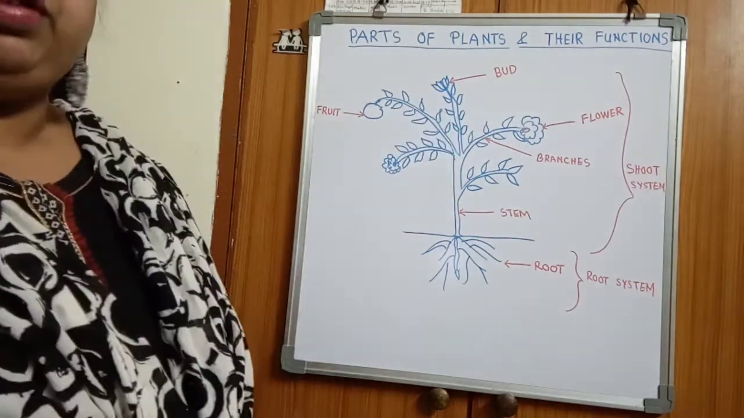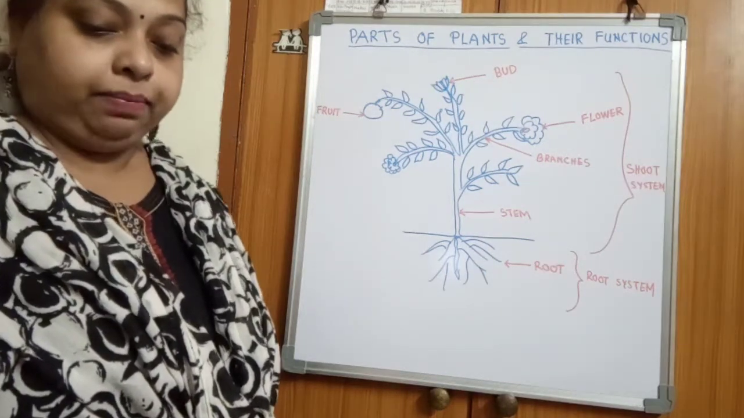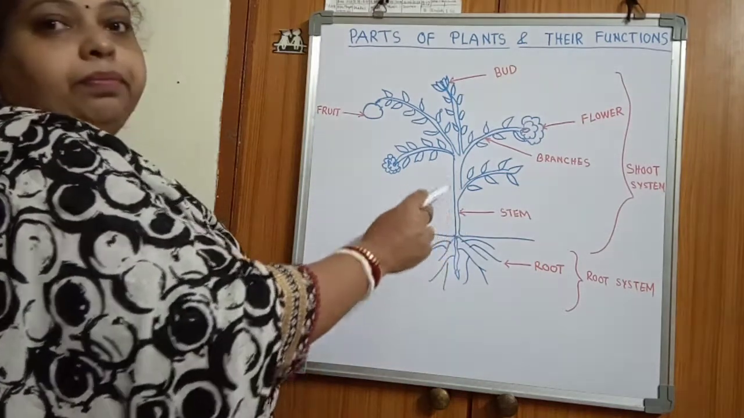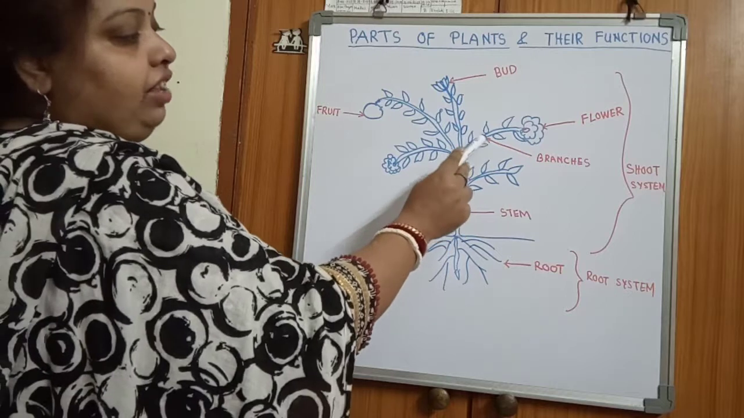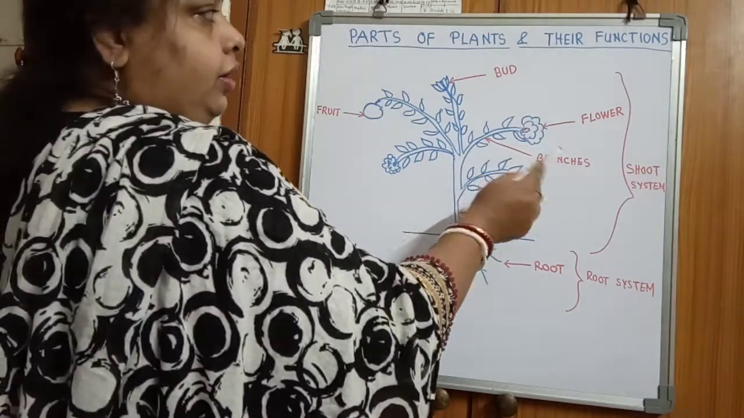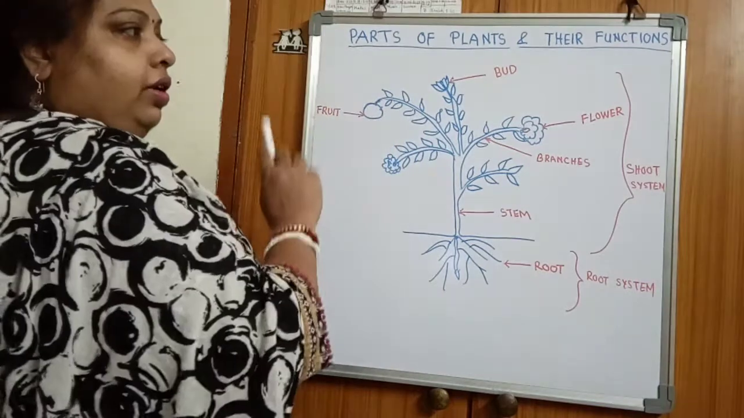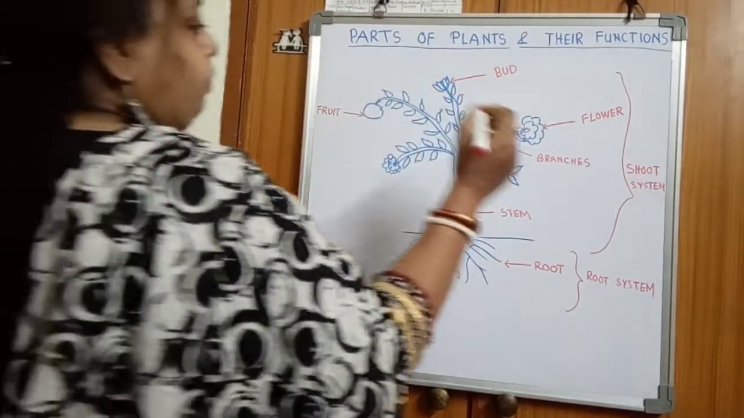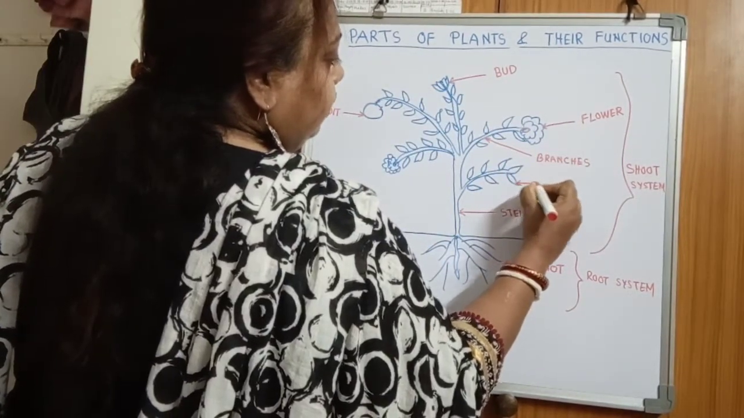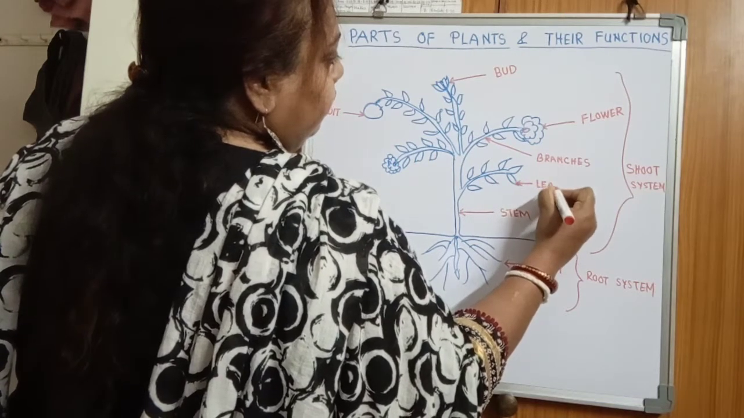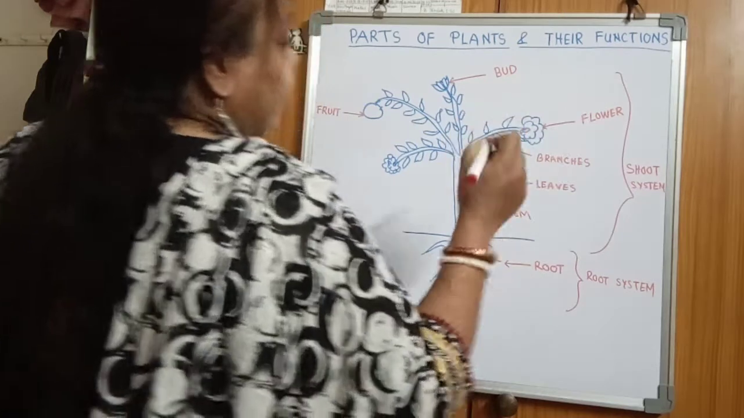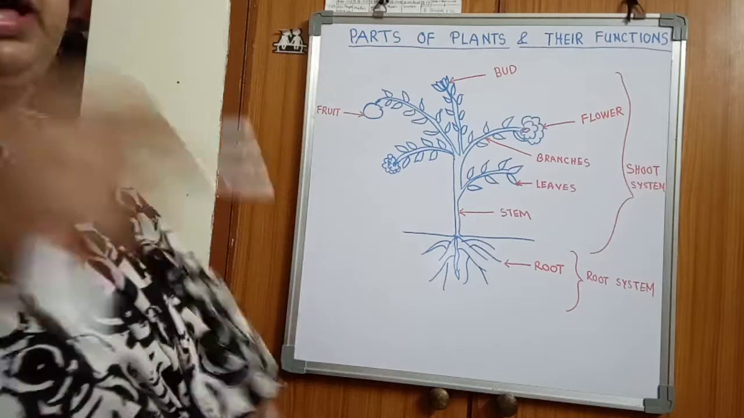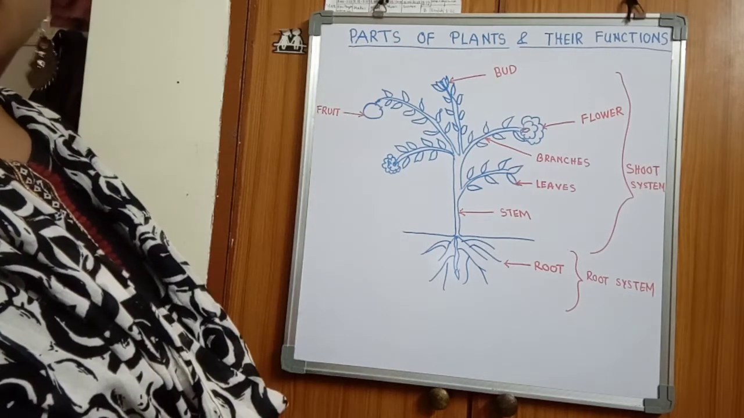That part is called the shoot system. Now the shoot system is built up of, as you can see here, stem, then branches, flower, bud, fruit. Yeah, and leaves also there. It's a very important part. We cannot forget about this. So the shoot system is built up of stem, leaves, branches, flower, bud and fruit.